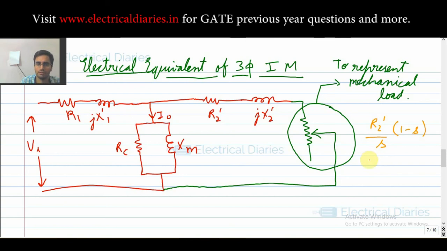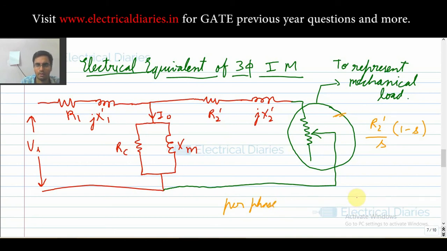So this is the whole concept. This is the electrical equivalent of the mechanical load. To represent the mechanical load, we have devised this term, the electrical equivalent of the mechanical load. So this is our electrical equivalent of the three-phase induction motor. This you should remember, and it is per phase. Every equivalent model we discuss is per phase.